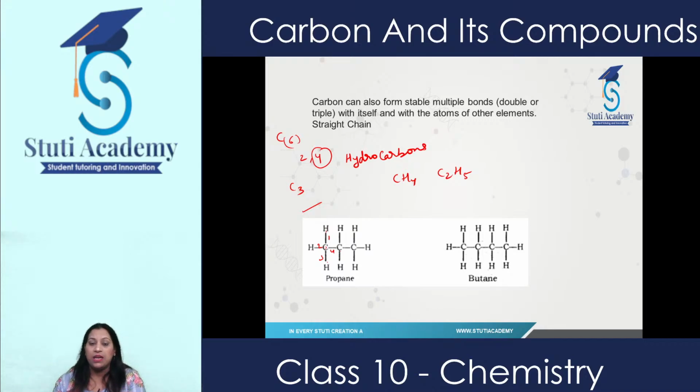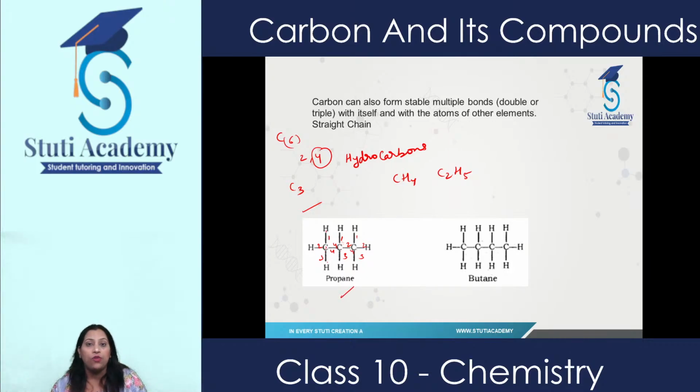So each carbon engages itself with other elements to make that bond, and this kind of bond is known as covalent bond. Again, if you look at this carbon, here also 1, 2, 3 and 4, then 1, 2, 3, 4. So this is the formula of propane.